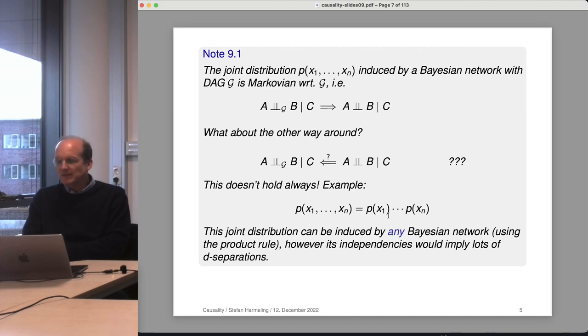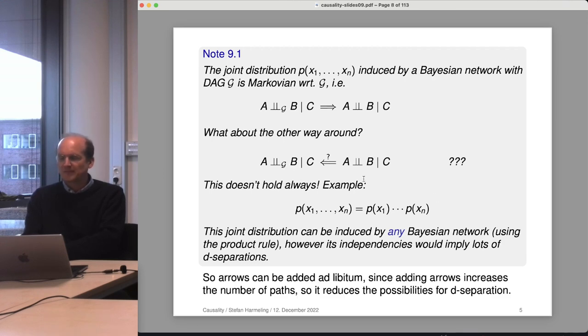However, these independencies, of course, do not show up in a graph where I put arrows in. If I have arrows in there, then there are some d-separations which do not hold. And for that reason, any such graph is not faithful, or the distribution is not faithful with respect to a graph where there are arrows in. So the other way around doesn't work for this distribution. In general, it doesn't hold for any graph.